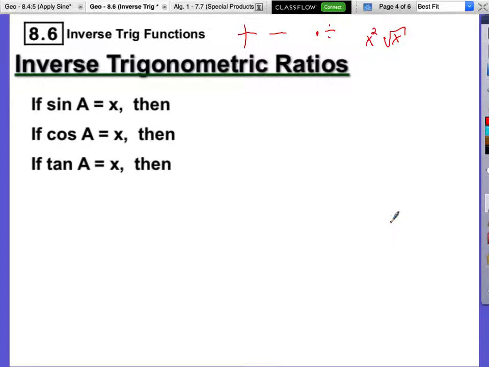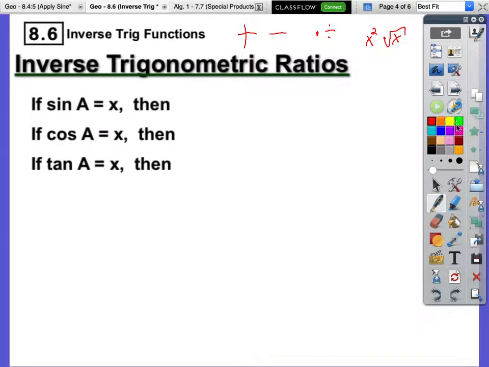So in math, anytime you have an operation, we're able to undo it. It's never just a one-way street. Well, trig functions are still operations, just like all of those, they just take an angle. But we can undo that operation as well. So we have these special inverse trig operations.